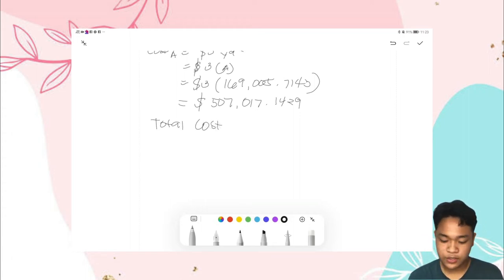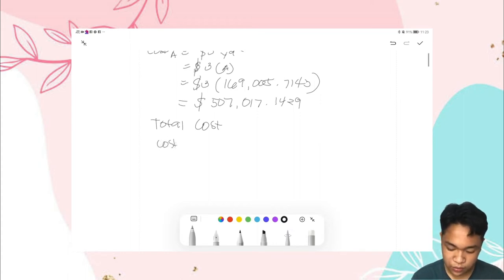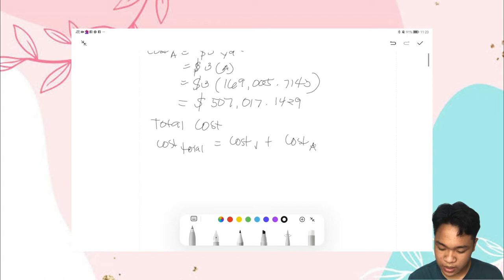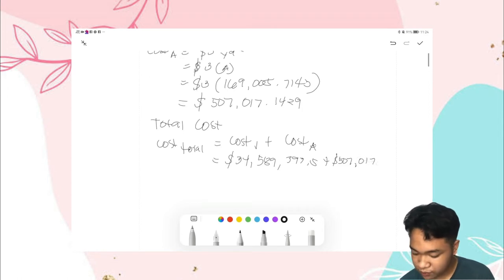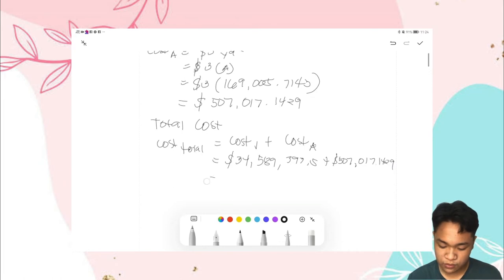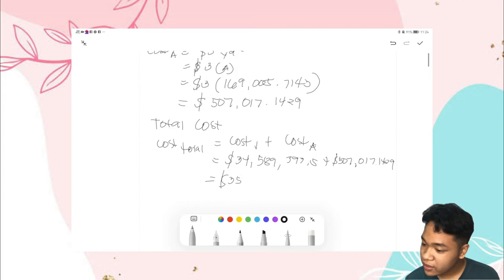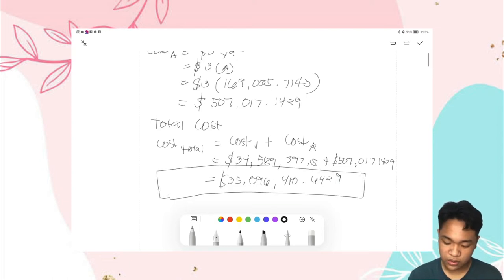So in solving our total cost, we are just going to add the cost of the volume and the cost of the area. So cost total equals the cost V plus cost A. So substitute the given to our formula. So 34,589,393.5 plus 507,017.1429. So the answer will be 35,096,410.6429. So that is the cost, the answer to the problem.